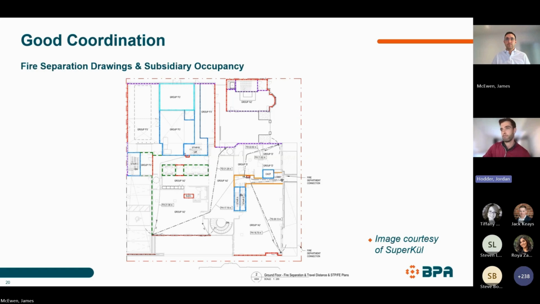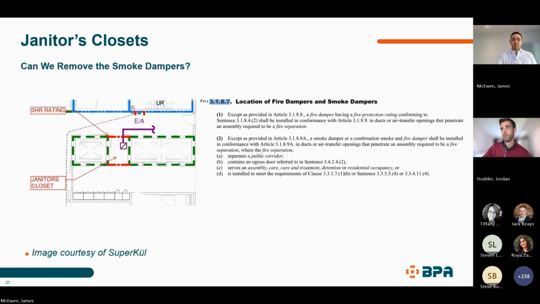Next slide, James. Okay, janitor's closets. We're going to get into the next couple of slides some more specific examples. In this case here, we have a janitor's closet. It's that kind of tiny room in between the elevators there on the left. It has a 0-hour rating around it. On the right-hand side, we have a code reference for whether we need to have a smoke damper or not as we cross that separation. We have our exhaust duct in purple there. So the answer is we kind of need to know some more information.